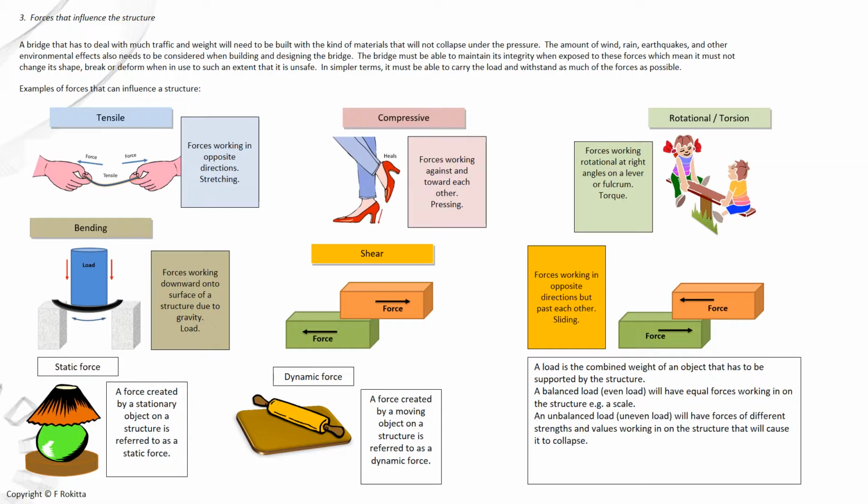A load is the combined weight of an object that has to be supported by the structure. A balanced load, or also known as an even load, will have equal forces working in and on the structure, for example, a scale. An unbalanced load or uneven load will have forces of different strengths and values working in on the structure that will cause it to collapse.